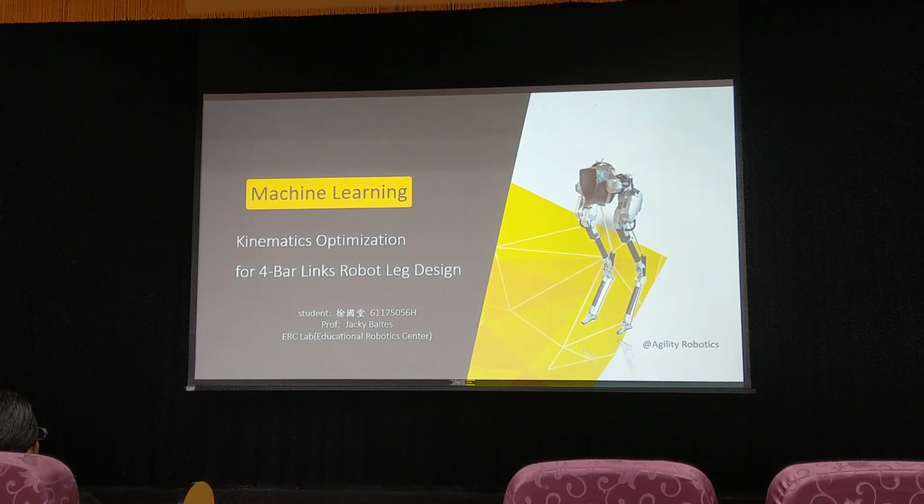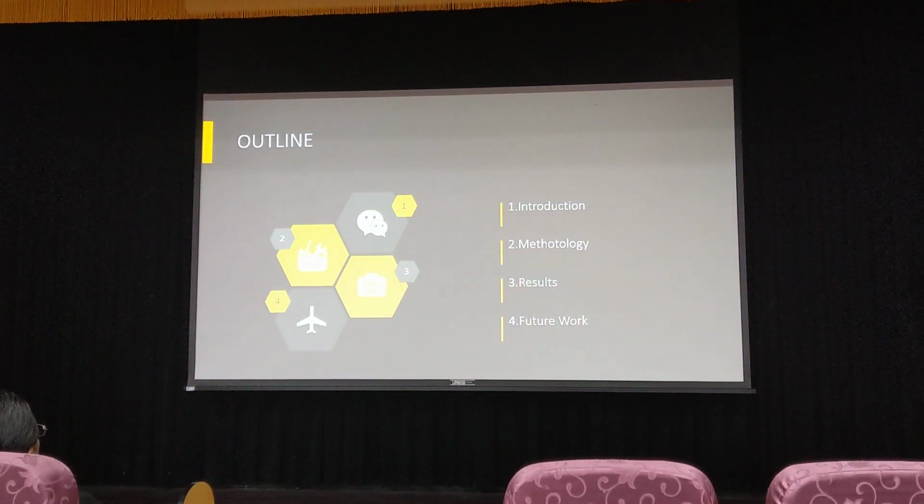I'm Shubo Tang, and my professor is Jackie Bordis, and our lab is ERC. Today I'm going to share my research. My research is kinematic optimization for robotic design, and I'm using machine learning techniques. This is my outline. First, I'll introduce my problem, second, I'll talk about methodology, and third, I'll show my result and talk about my future work.